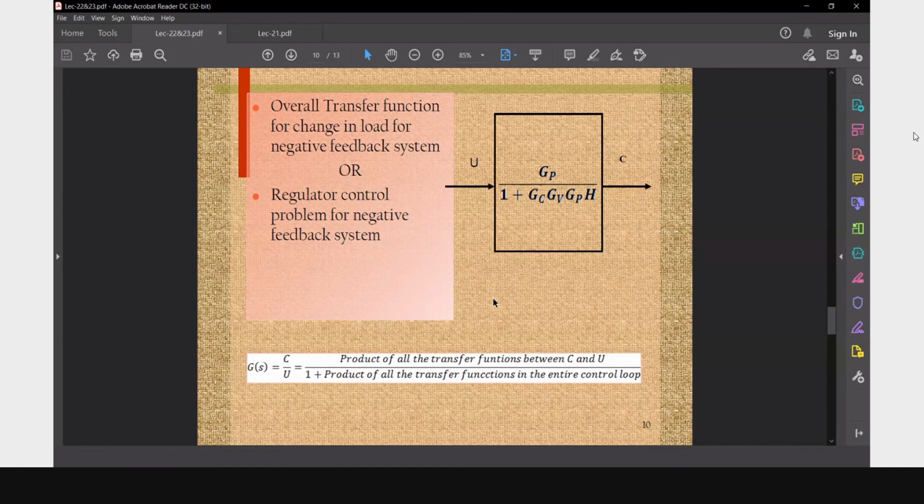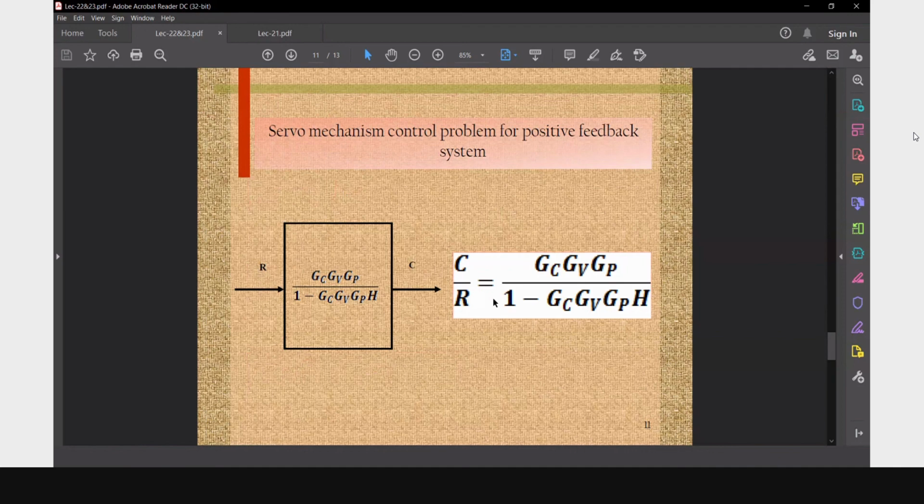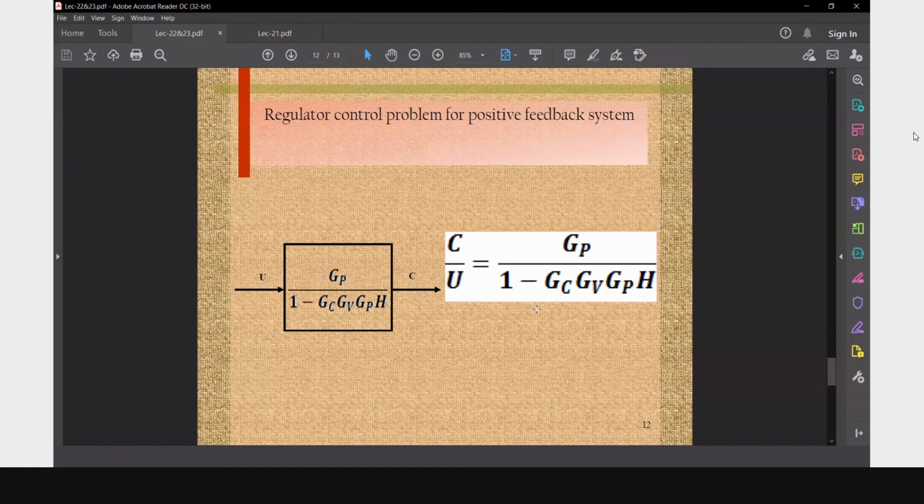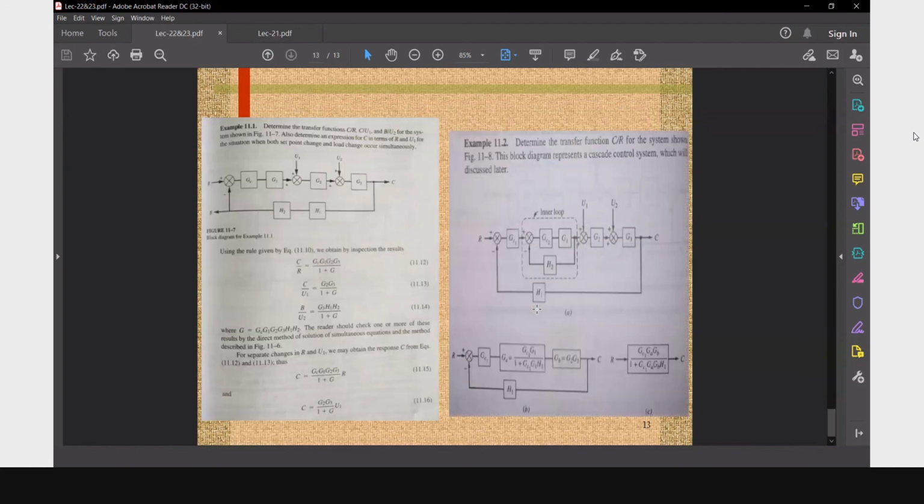अब दो कंडीशंस और रहेगी C by R और C by U के लिए, अगर E is equal to R plus B है, that is a positive feedback, go for that also. तो that time also you observe that the denominator में सिर्फ नेगेटिव साइन आएगा, न्यूमरेटर सेम रहेगा, ठीक है.